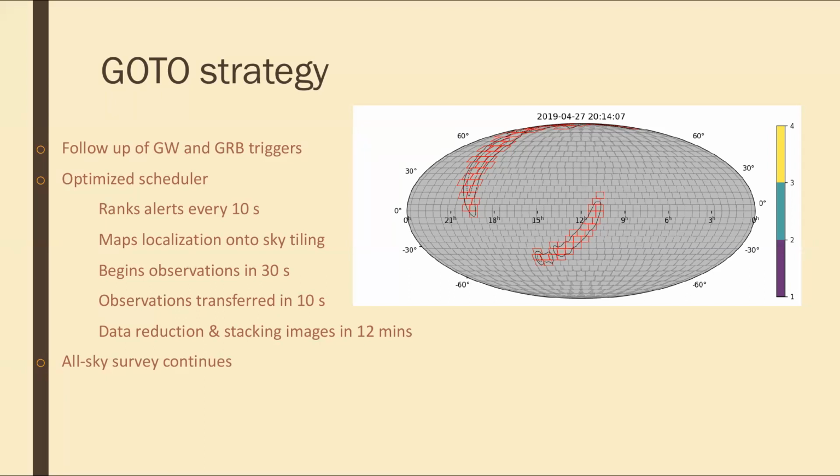And while there are no triggers, they will continue the all-sky survey. And all of this should happen at a very fast pace. We should get the reduced science images in 12 minutes.